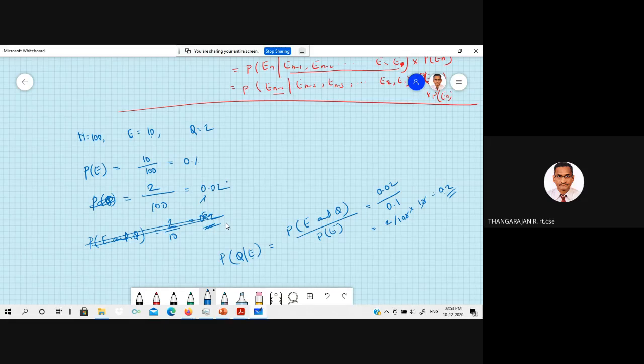Where 0.02 is the probability that a person is both exposed and quarantined, because when you are picking a person randomly, if the person is quarantined, he is exposed. So 0.02 is the probability of E and Q, and the probability of E is 0.1. So the probability of a person who is exposed being quarantined is equal to the probability of E and Q divided by the probability of E. That becomes 0.2. Okay, now it's clear.